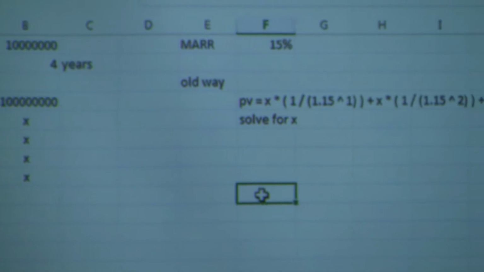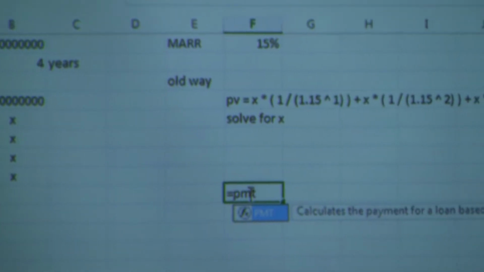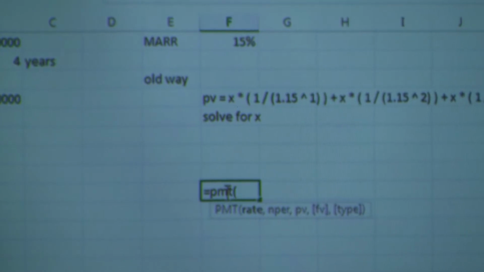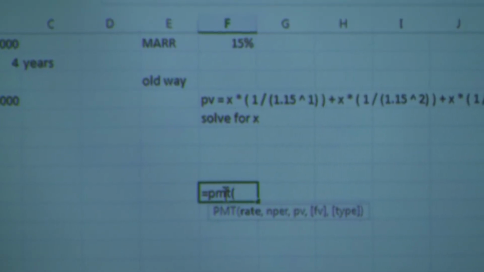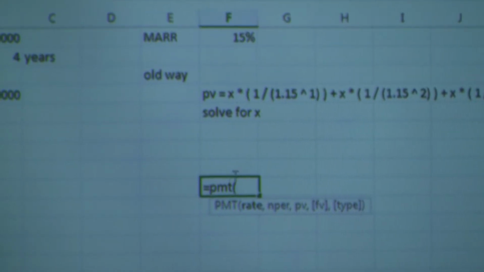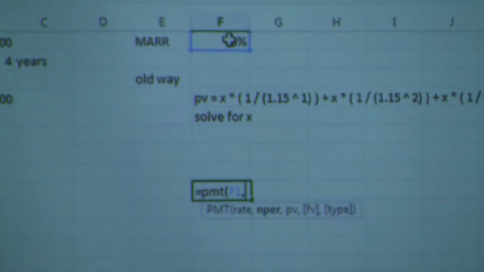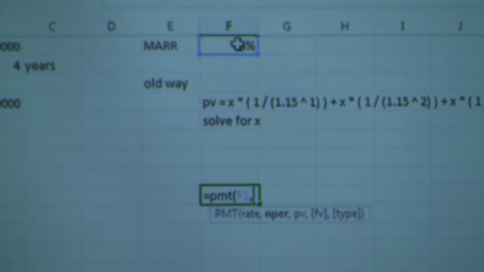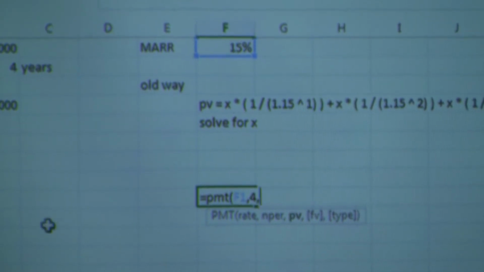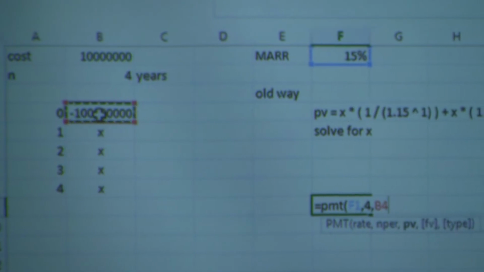So wouldn't it be cool if I had a function in Excel called payment, abbreviated PMT? Oh my God, I've got one. It's crazy. What do I need? I need the rate. Here's my MARR. I need the number of periods. The software's going to last for 4 years. I've got to make my money back in 4. Was there a present value? Yes, there was. That's what we spent on it, 10 million.